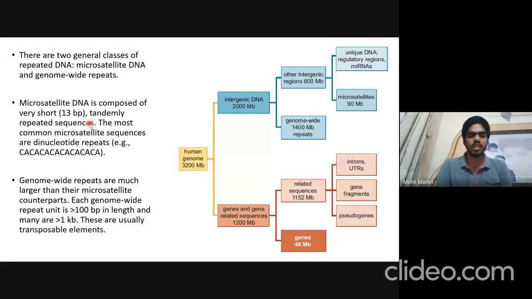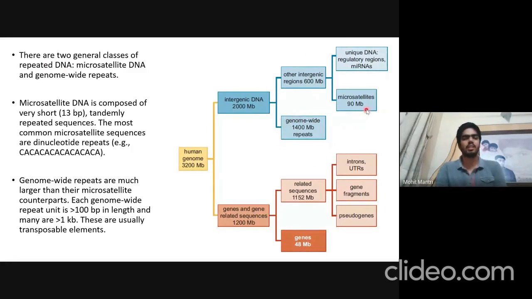So this is the human genome, and 60% of this human genome consists of intergenic DNA, and this intergenic DNA includes all the non-coding DNA part, and the rest 40% contains the gene or gene-related sequence. And this intergenic DNA consists of either unique DNA or repeats. There are 2 general classes of repeated DNA. One is the microsatellite DNA and other is the genome-wide repeats.